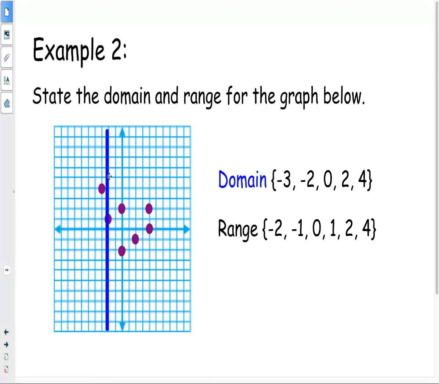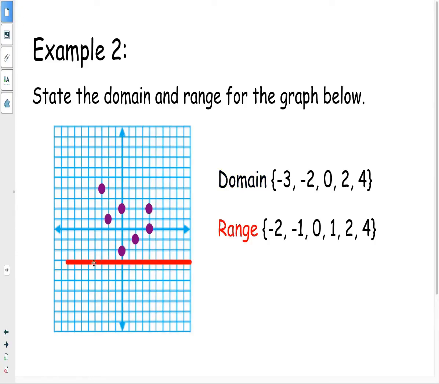My next one is at -2. Then I'm at 0. Then I'm at the x value of 2. And then I'm at the x value of 4. And there I was able to find the domain of the x values by using this vertical line and just moving it through as I check all of my x values from left to right.